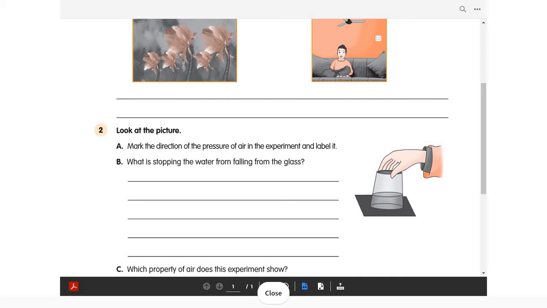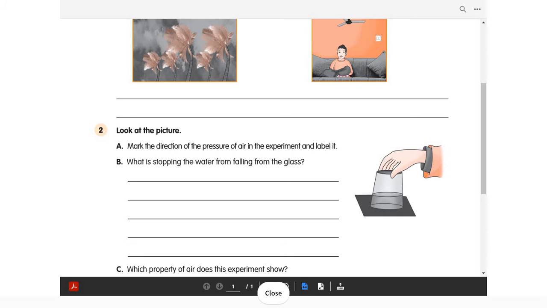Okay. Next, question number 2b. What is stopping the water from falling from the glass? Yes, air pressure. The answer is, the air pressure from below the glass stops water from moving out of the glass.